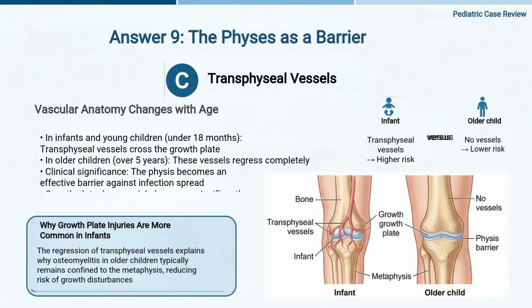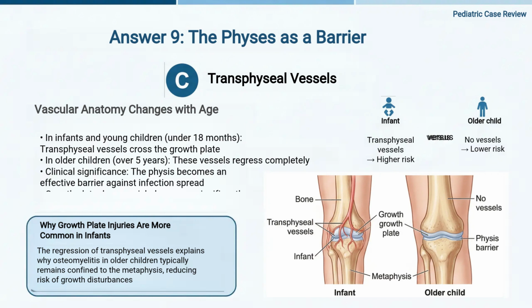In infants and toddlers under 18 months of age, transphyseal vessels cross the physis and provide a direct vascular channel for bacterial spread from the metaphysis into the epiphysis. In older children above 5 years of age, these vessels regress completely and the physis functions as an effective barrier, confining osteomyelitis to the metaphysis.